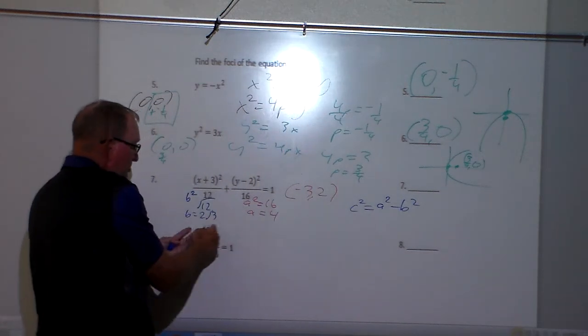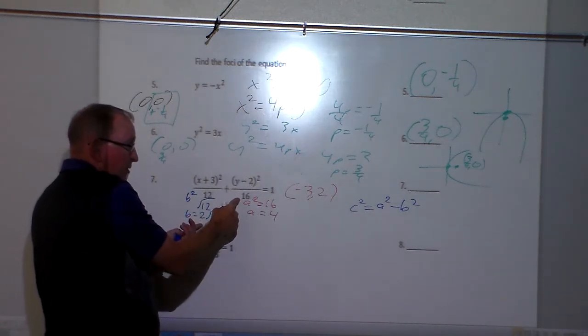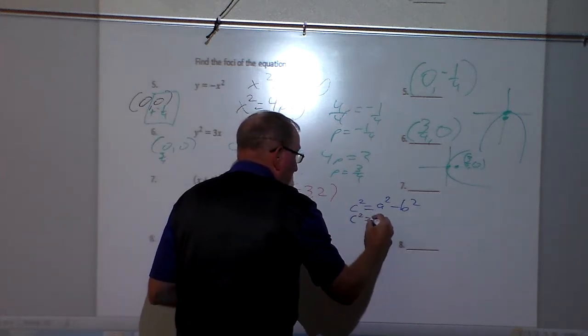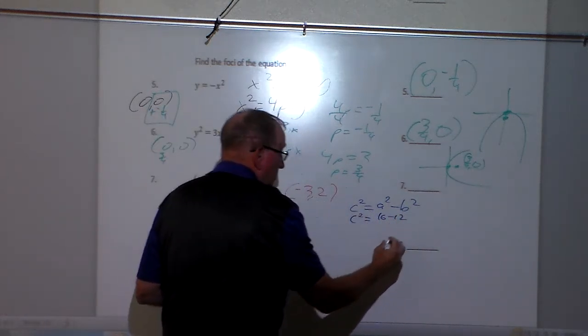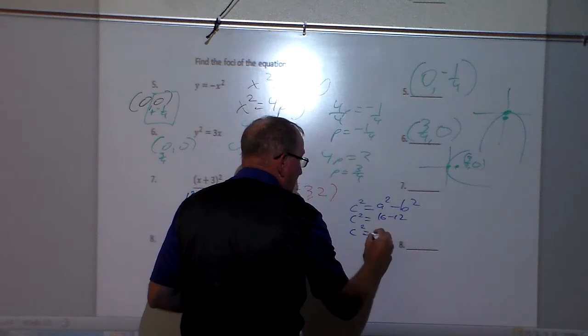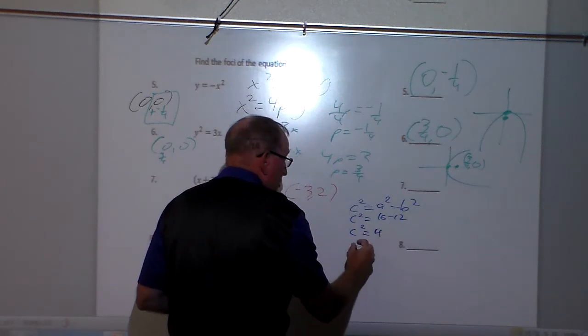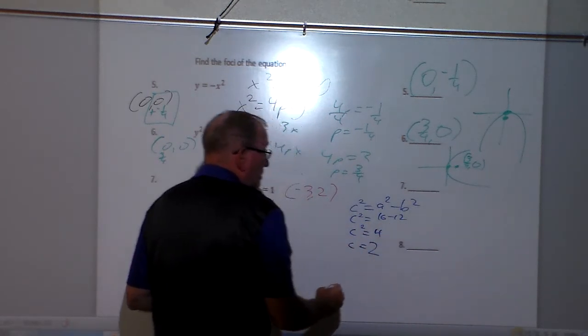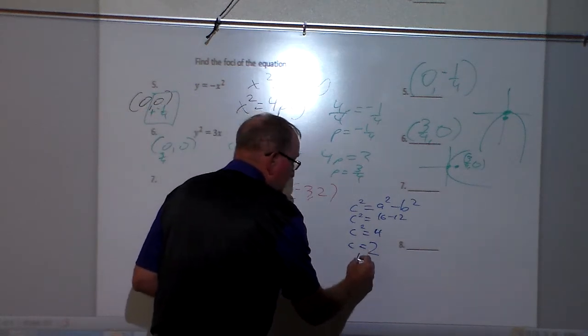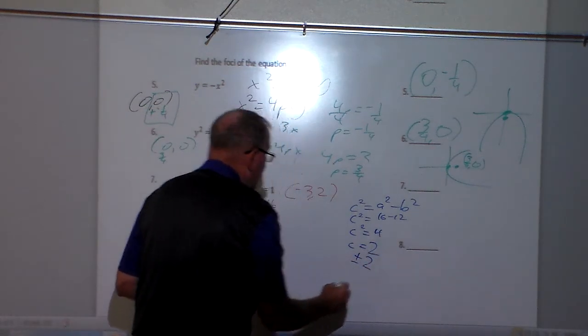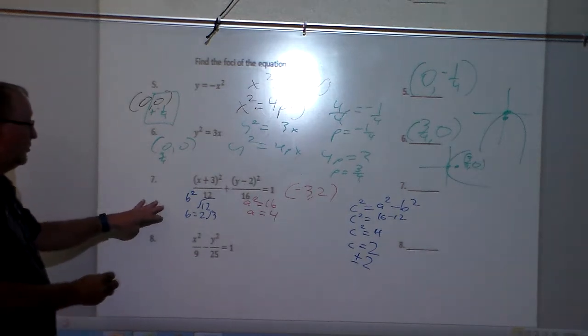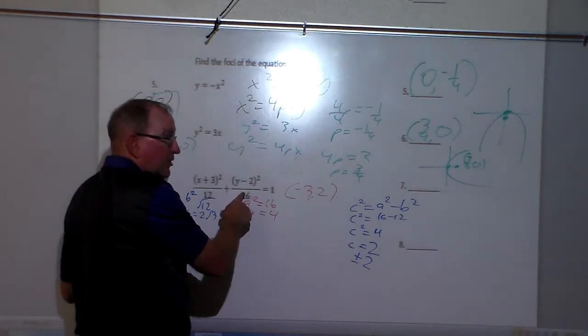Well, I could square these back, or basically, that's a squared right there. So c squared is 16 minus 12. So that means c squared is 4. And so what's the square root of 4? 2. So I'm going to have a focus. It's going to be what? Plus or minus 2. Now here's what I also need to know, because this a is larger.